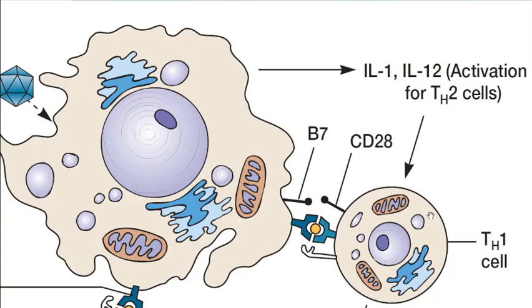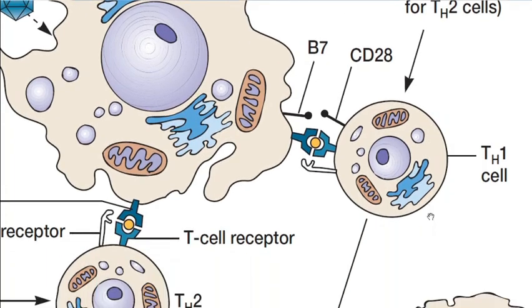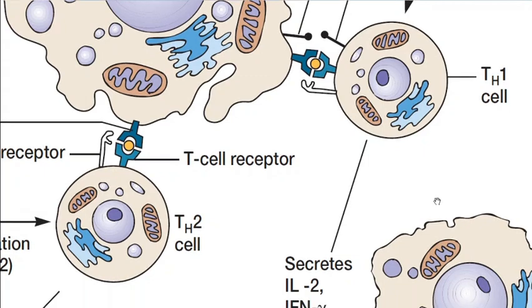Once the Th1 cell is activated, this activated Th1 cell secretes the main important cytokine, that is interleukin 2. It also secretes interferon alpha and TNF beta. Interferon alpha and TNF beta, where TNF means tumor necrosis factor beta, are also secreted by the Th1 cell, but the most important cytokine secreted by the Th1 cell for the activation of the cytotoxic T cell is interleukin 2.